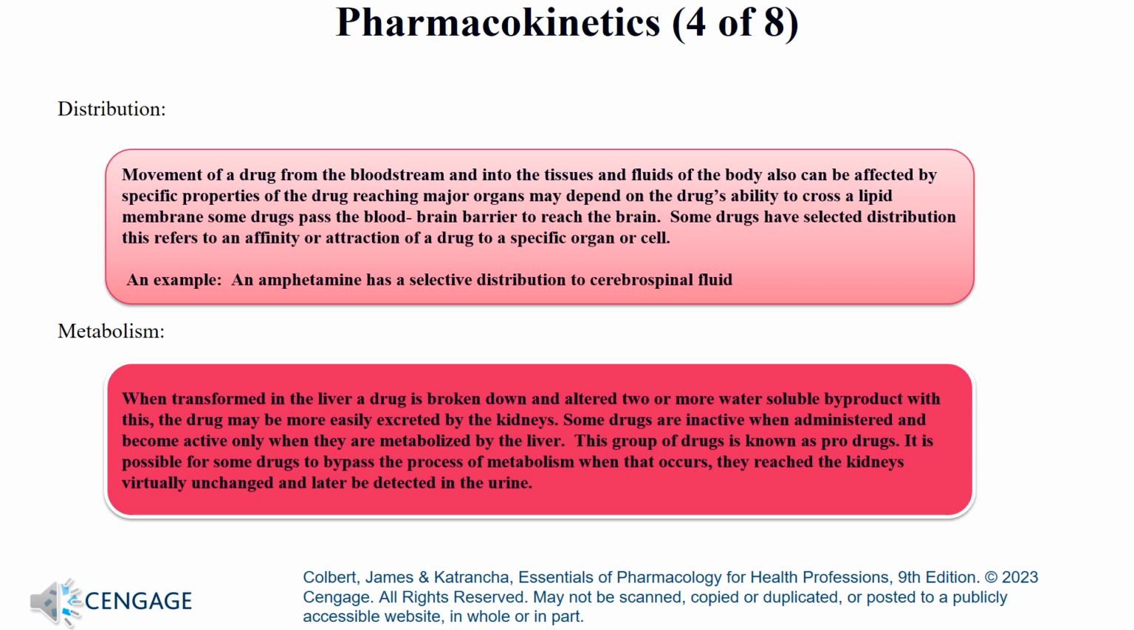Let's take a look at metabolism. When transferred into the liver, a drug is broken down and altered into one or more water-soluble byproducts. With this, the drug may be more easily excreted by the kidneys. Some drugs are inactive when administered and become active only when they are metabolized by the liver. This group of drugs is known as prodrugs. It is possible for some drugs to bypass the process of metabolism. When that occurs, they reach the kidneys virtually unchanged and can later be detected in the urine.